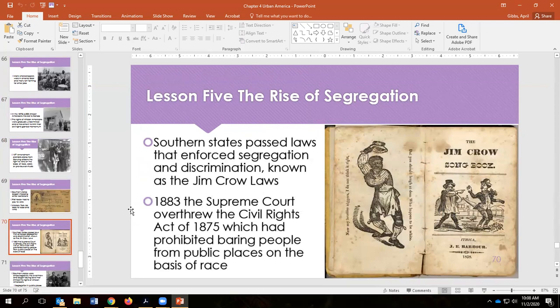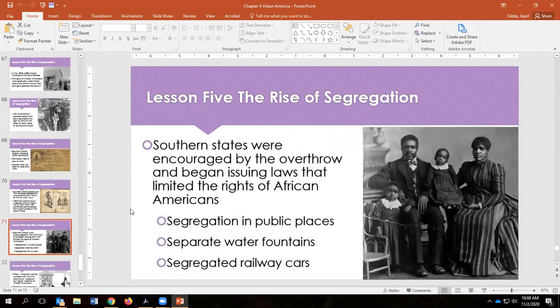Southern states passed laws that enforced segregation and discrimination known as the Jim Crow laws. In 1883, the Supreme Court overthrew the Civil Rights Act of 1875, which had prohibited barring people from public places on the basis of race. Southern states were encouraged by the overthrow and began issuing laws that limited the rights of African Americans. So that included segregation in public places, separate water fountains, and segregated railway cars.